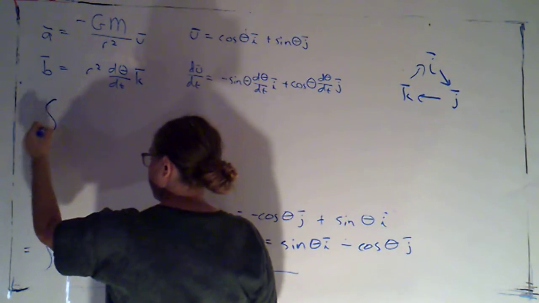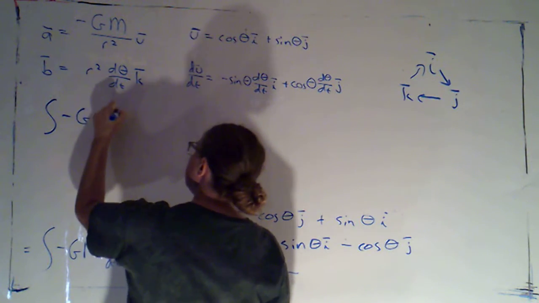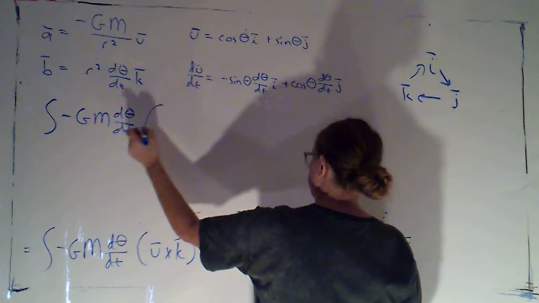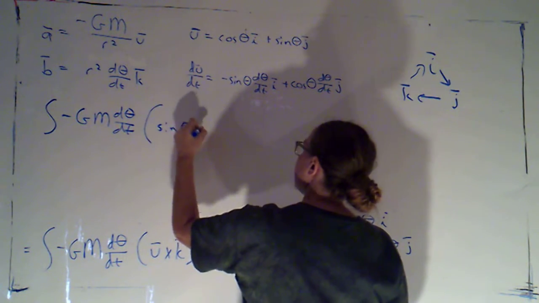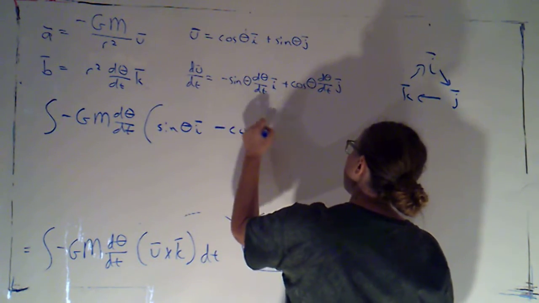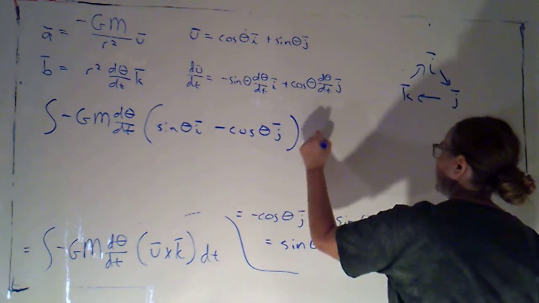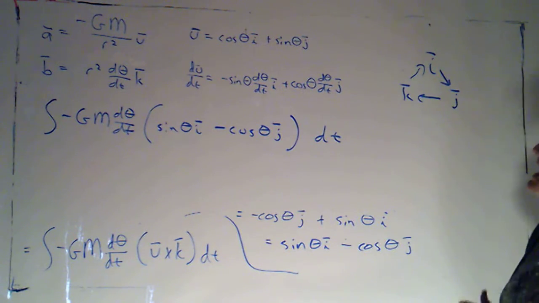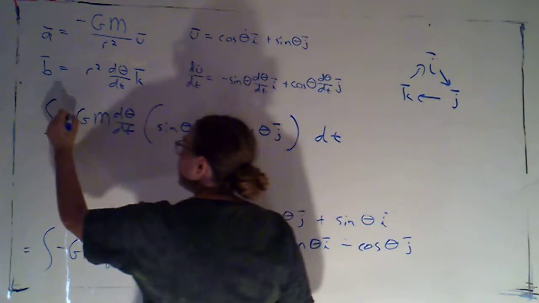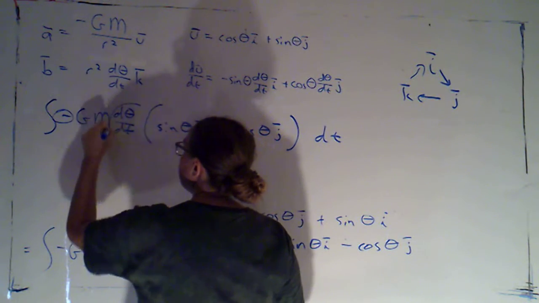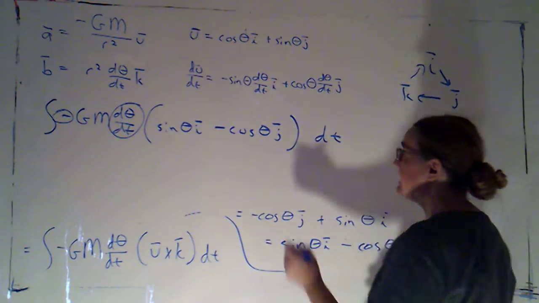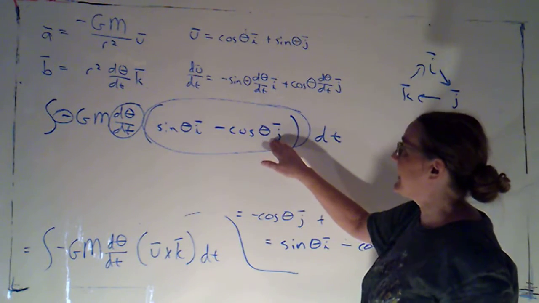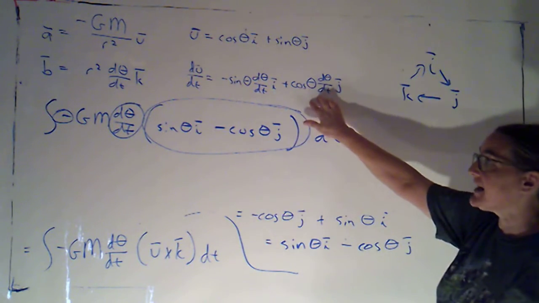So we're trying to integrate negative GM dθ/dt times this vector, sine theta times i minus cosine theta times j. We're going to integrate that with respect to t. Now, if I combine this negative sign, this dθ/dt, and this vector, sine theta i minus cosine theta j, notice what I get.